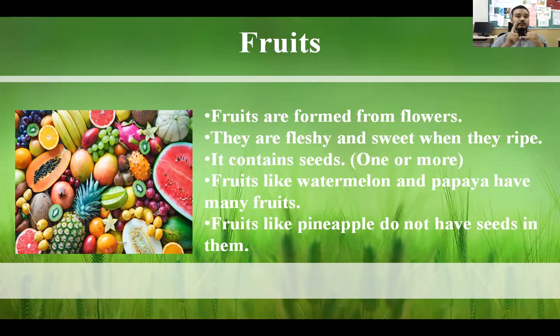Now very important part, fruit contains seeds. Yes, each and every fruit contains seeds. Some exceptions are there, but some fruits contain one seed, and some contain a number of seeds. What is the example of a fruit which has only one seed? Mango. Mango has only one seed. And which fruit has a number of seeds? Like watermelon, papaya, these have many seeds. Now where are these seeds present? Sometimes inside, sometimes outside, but most of the time seeds are present inside the fruits.